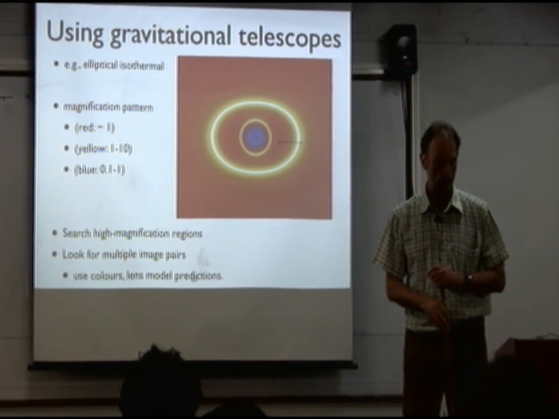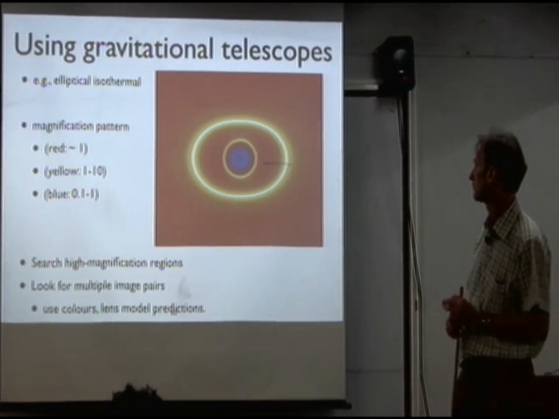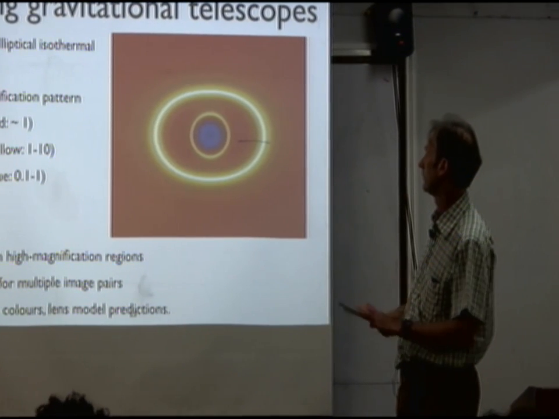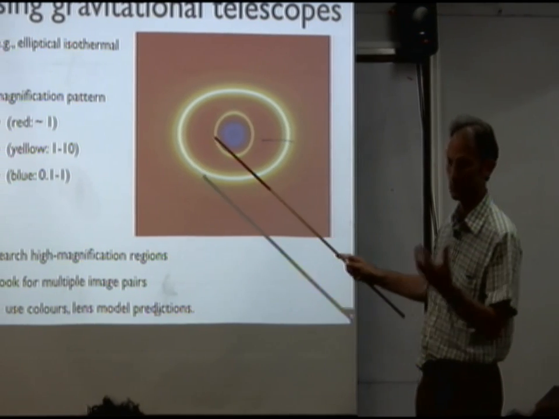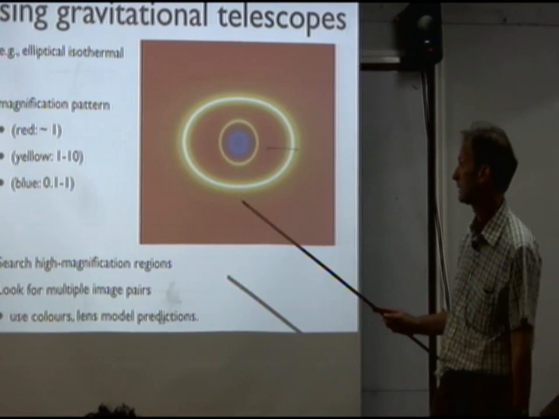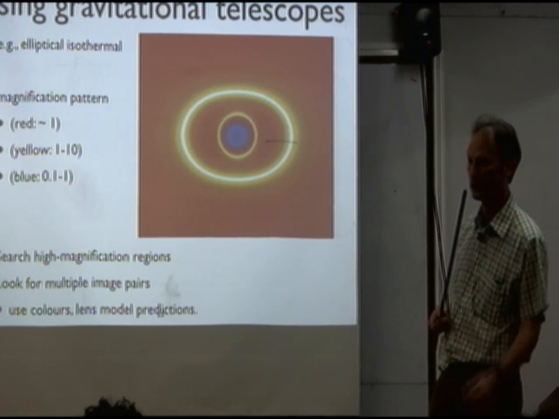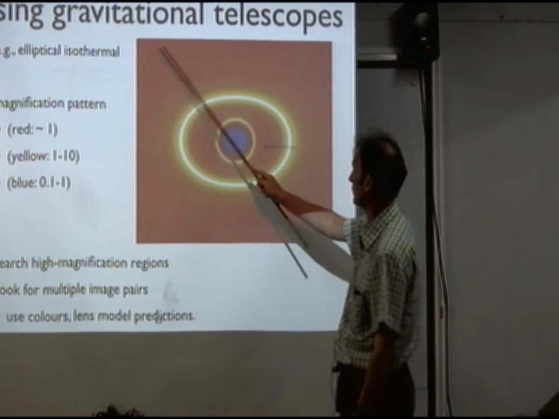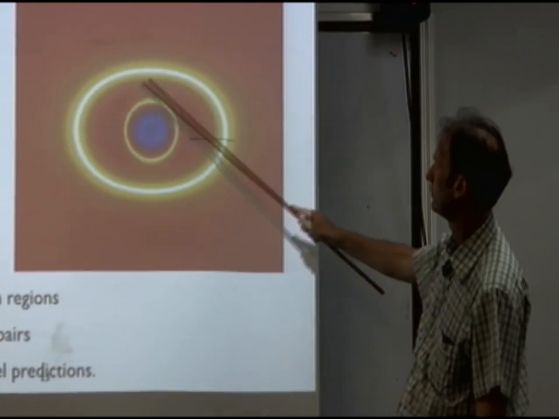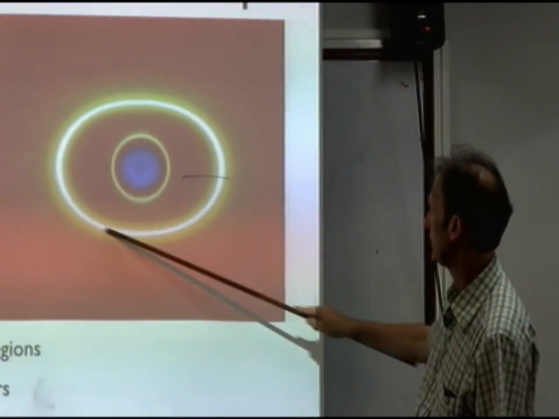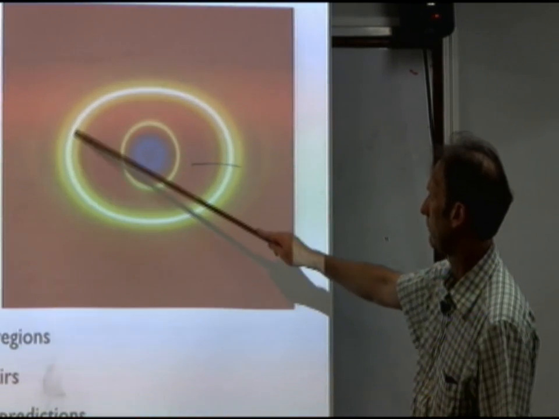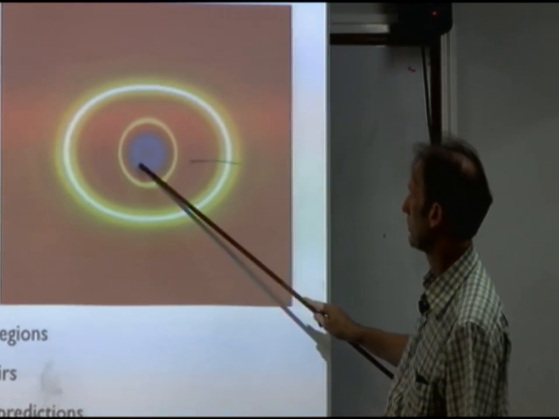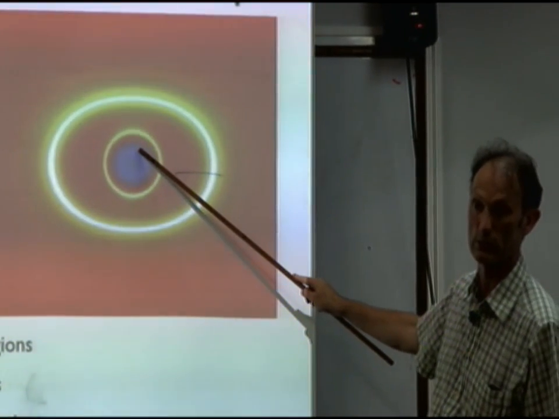I was actually involved in an experiment where we on purpose tried to use gravitational telescopes to find very distant, high redshift, faint galaxies. This is how you do this. You start with a model for your lens, so you have a cluster that you think you understand by looking at the lensing patterns that you have already, and at the distribution of galaxies in it. You calculate the magnification pattern. This is, for example, a theoretical case with an elliptical isothermal. You have the critical curves here. These white areas are where the magnification is very, very high. The red is the average magnification of 1, and the blue is where the magnification is actually less than 1.